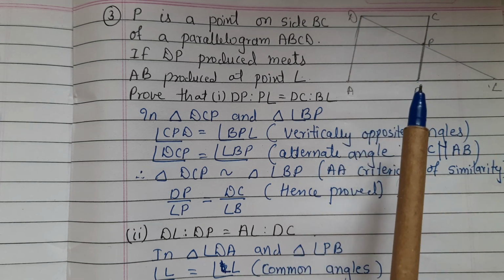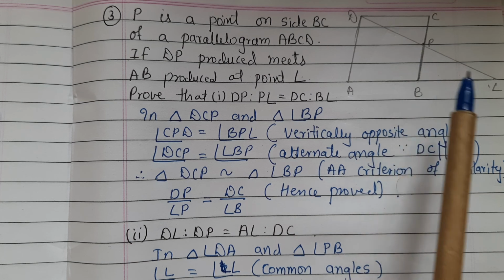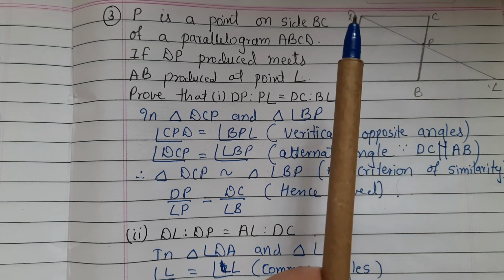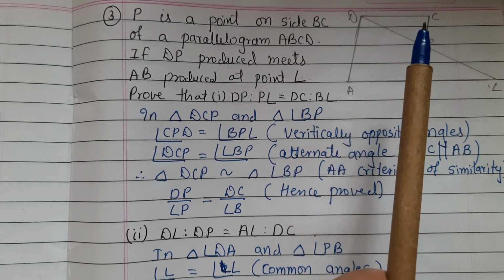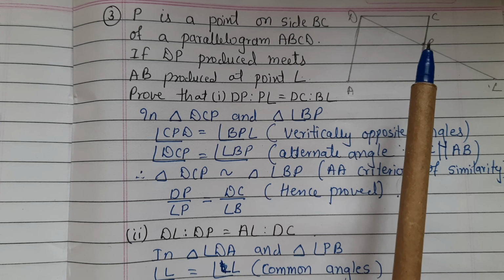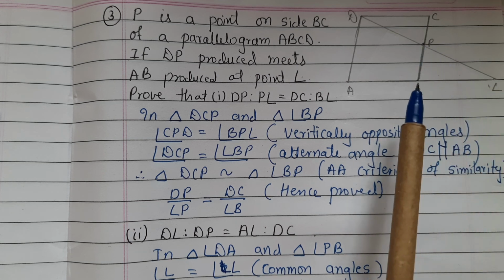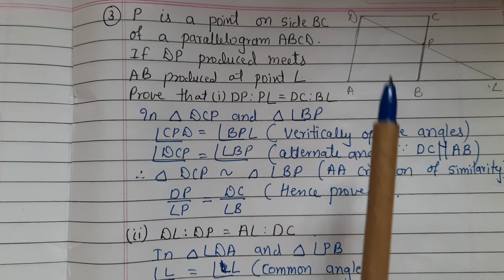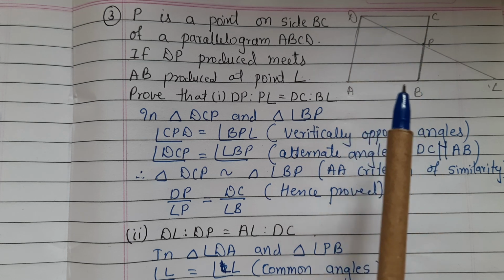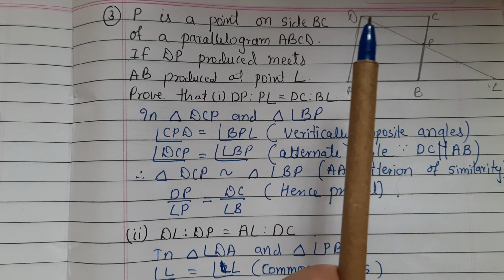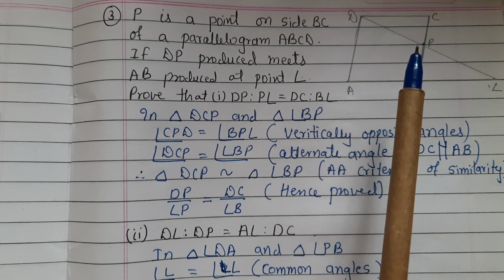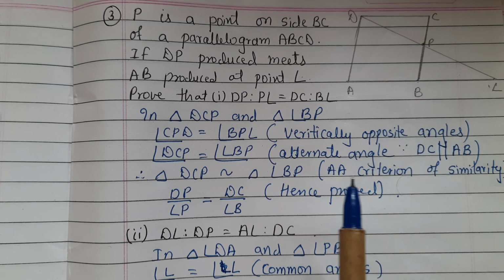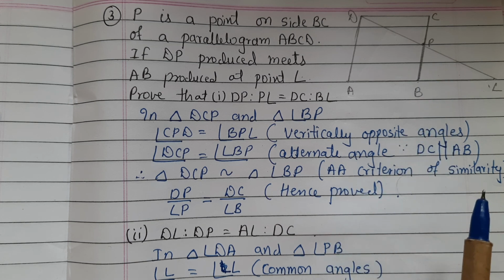Angle CPD is equal to angle BPL, vertically opposite angles. Angle DCP is equal to angle LBP, alternate angles of parallel lines, since DC is parallel to AB. Therefore, triangle DCP is similar to triangle LBP by AA criterion of similarity.